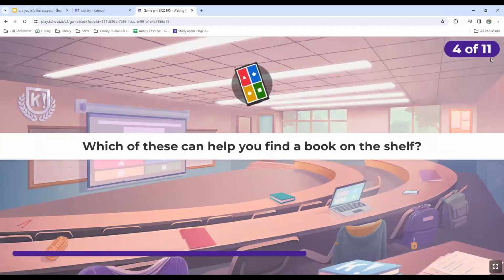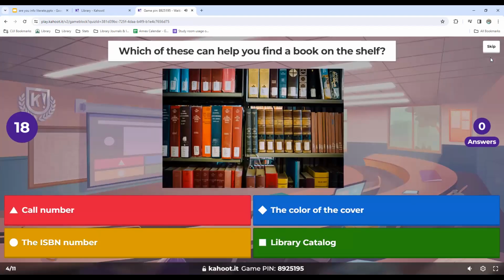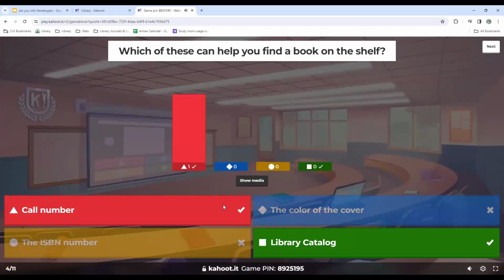Which of these can help you find a book on the shelf? Call number, the color of the cover, the ISBN number, or the library catalog? And the correct answer was, or actually two different correct answers, is the call number or library catalog. Both of those are ways that you can help find a book on the shelf if you know the topic of the book you're looking for.